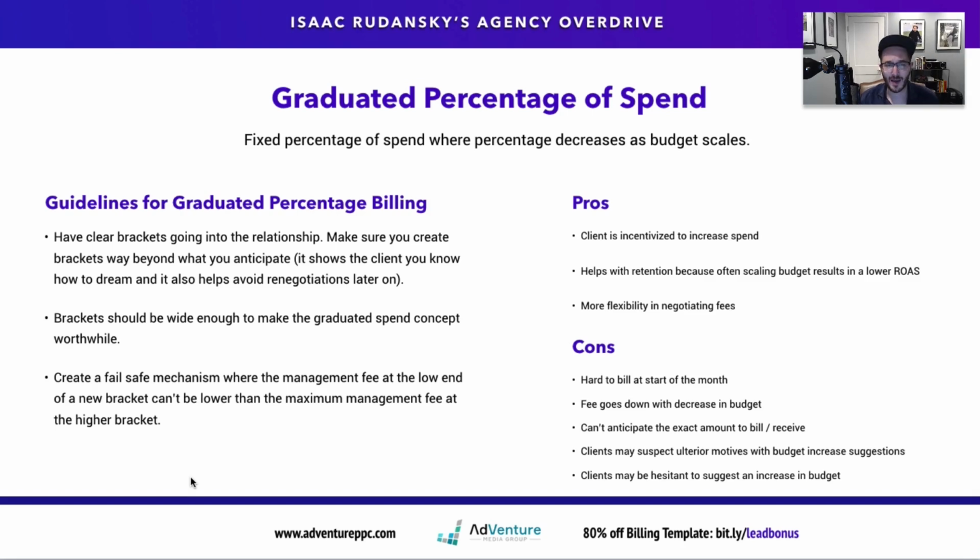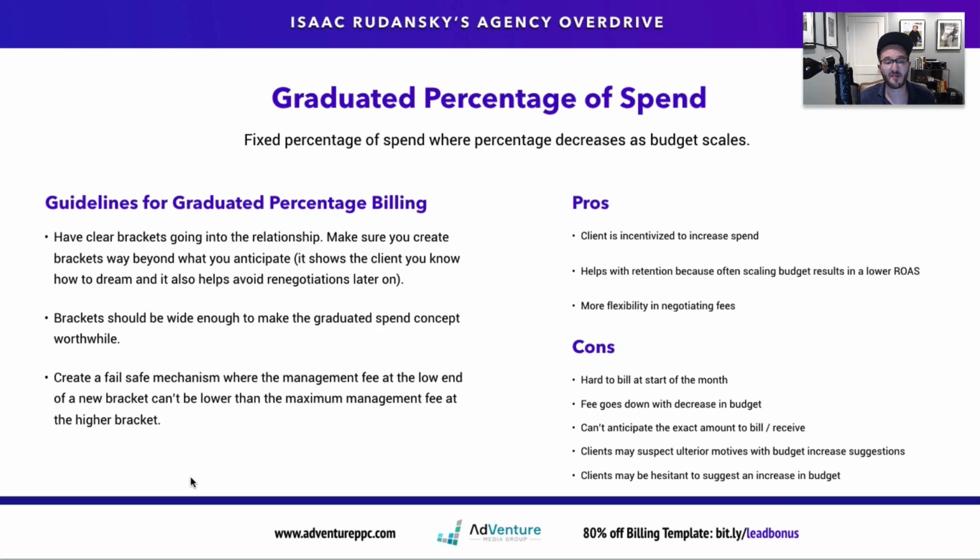Brackets should be wide enough to make the graduated spend concept worthwhile. One of the biggest advantages of brackets is that moving the budget up a little bit doesn't increase what you're paying me, and moving the budget down a little bit doesn't decrease what you're paying me. So make sure they're wide enough. I typically will do a minimum of a $5,000 bracket, but I'll usually do $10,000 a month brackets. But if you're dealing with primarily smaller clients, which is fine, do a $3,000 to $5,000 a month bracket.